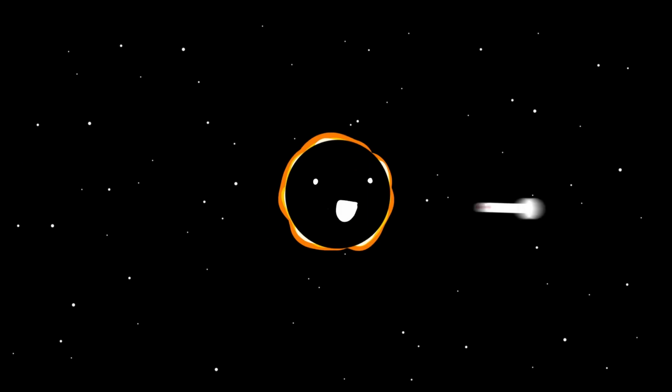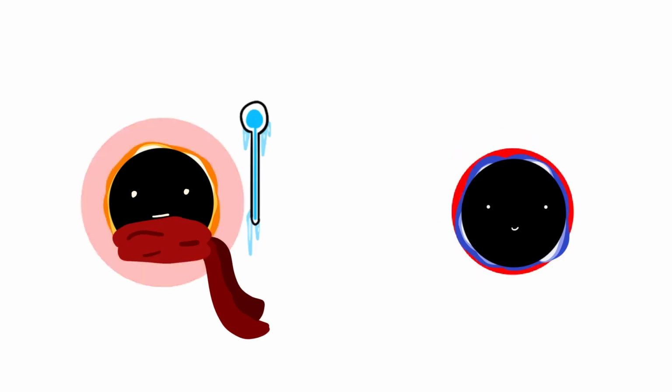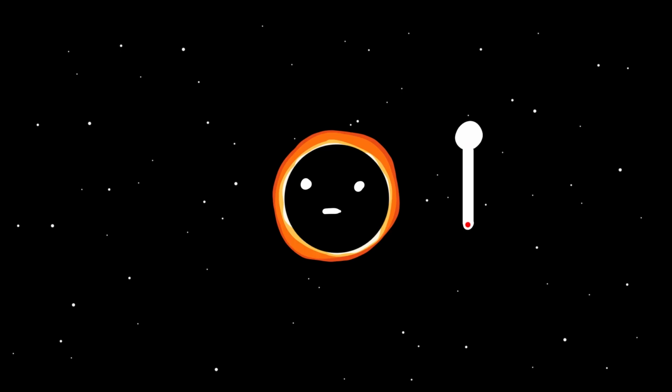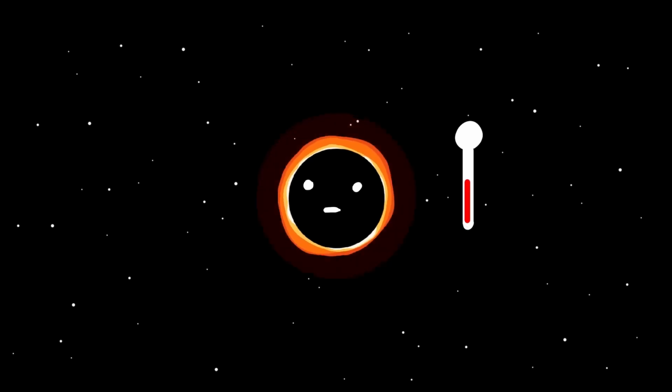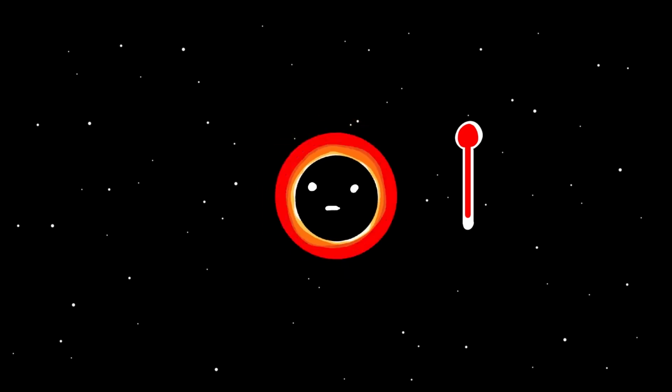We can measure the temperature of a black hole through Hawking radiation. The lower the level of Hawking radiation, the lower the temperature, and the higher the level of Hawking radiation, the higher the temperature. As a black hole decreases in mass, its temperature starts to increase as well. Hawking radiation emission increases in turn, resulting in the black hole losing mass at an even faster rate.